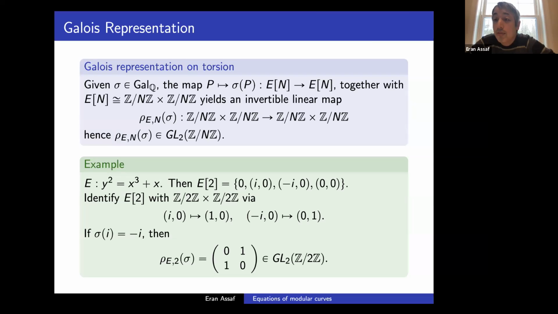So now what we said before, that if sigma sends I to minus I, then it swaps these two vectors. So the resulting matrix that we will get is simply the matrix that swaps the two basis elements. So this is the matrix you see here, 0, 1, 1, 0 in GL2 of Z mod 2Z. So we get a map that associates to every element of the absolute Galois group a matrix. And this map is compatible with composition, which gives us a representation of our Galois group.